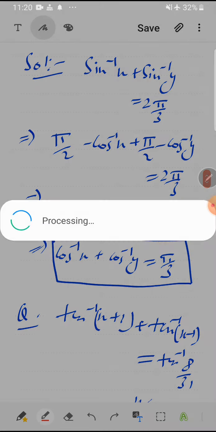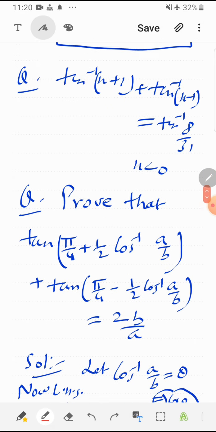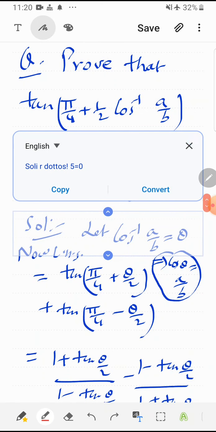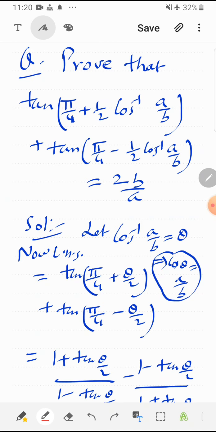Next question is: prove that tan of (pi by 4 plus half cos inverse a by b) plus tan of (pi by 4 minus half cos inverse a by b) is equal to 2b upon a. Now consider this expression as an angle theta, so I am putting this as theta, so that cos theta is a by b. So the left hand side of the given expression becomes tan (pi by 4 plus theta by 2) plus tan (pi by 4 minus theta by 2).